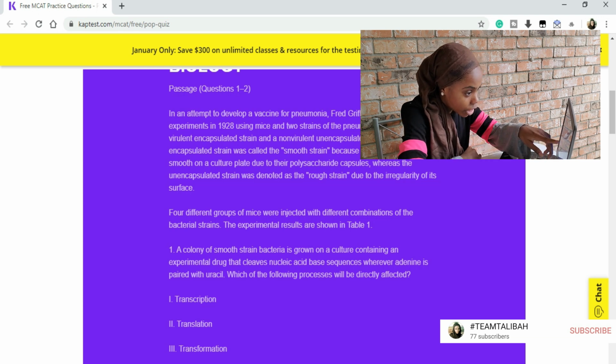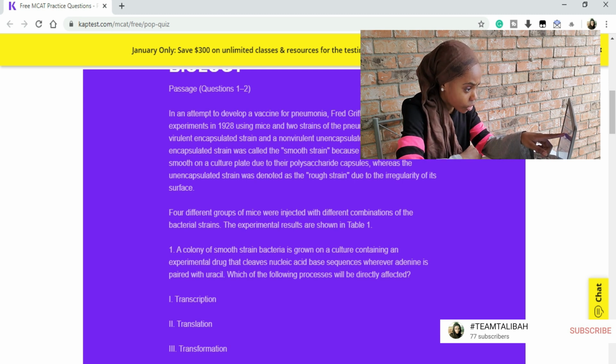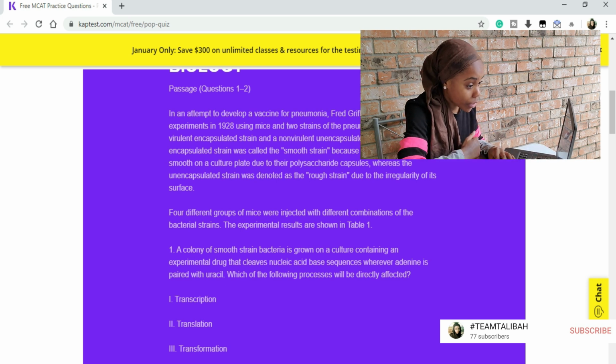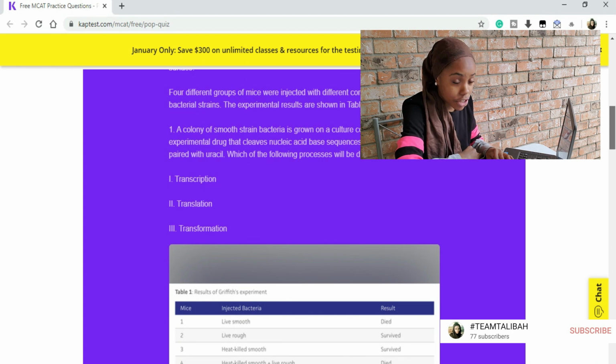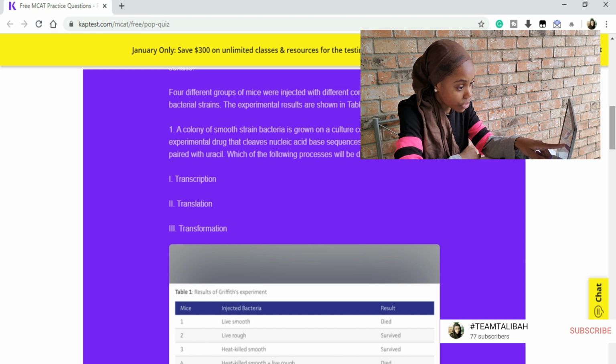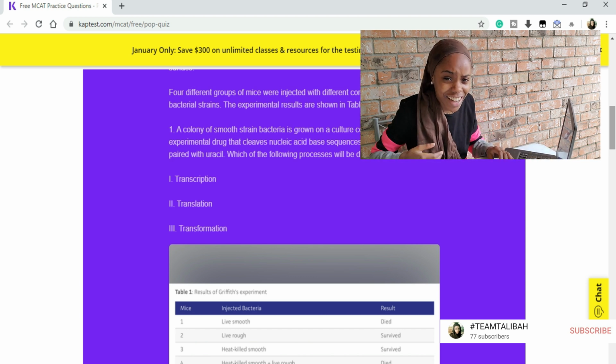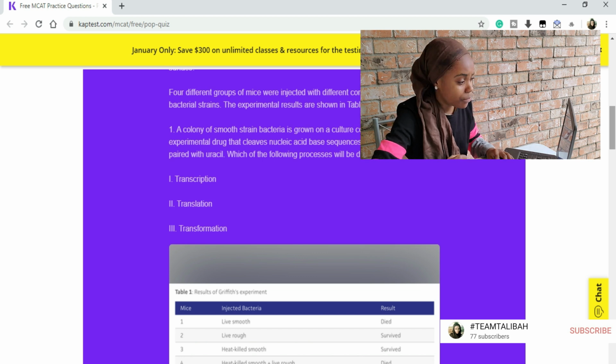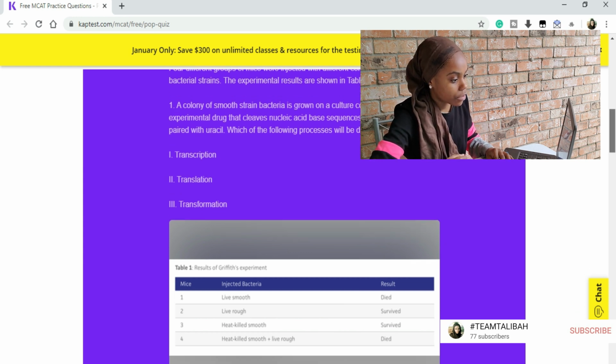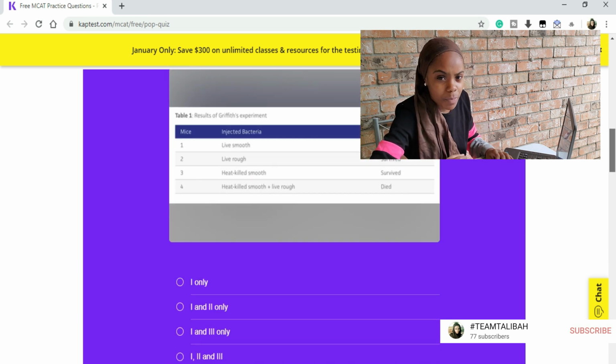It says, a colony of smooth strain bacteria is grown on a culture containing an experimental drug that cleaves nucleic acid base sequences wherever adenine is paired with uracil. Which of the following processes will be directly affected? The first one is transcription, the second one is translation, and the third one is transformation. As you can see, Table 1 is the results of Griffith's experiment. Let's go back to the question and analyze what I've learned from AP Biology about the uracil and the nucleic acids making up the DNA of the pneumococcus bacteria.